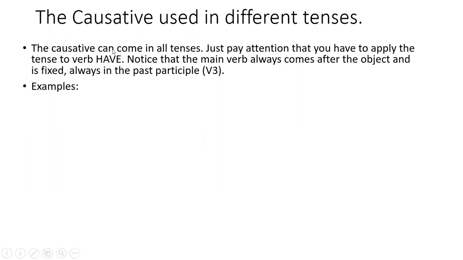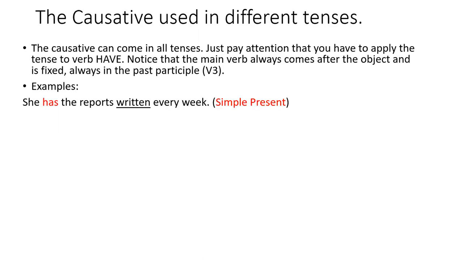The causative can come in all tenses, but you have to pay attention that have, the verb have, is the one that applies the tenses. Notice that the main verb always comes after the object and it is fixed. It's always verb 3 and it's always after the object. The verb have comes before the object, and it is the one that applies all of the tenses. Let's take a look.